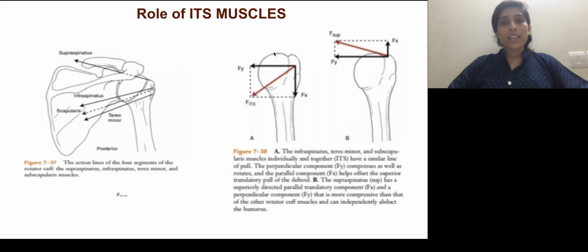So by seeing this, we can say the force produced by the deltoid is not quite enough for the production of full glenohumeral joint abduction motion. It requires the help of the ITS muscles as well, correct? Now we'll see the role of supraspinatus.